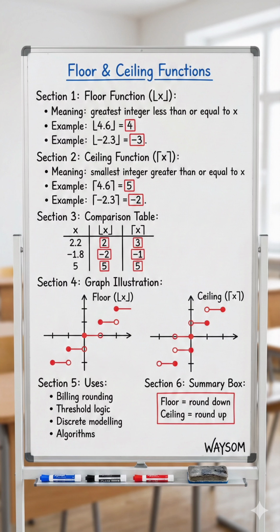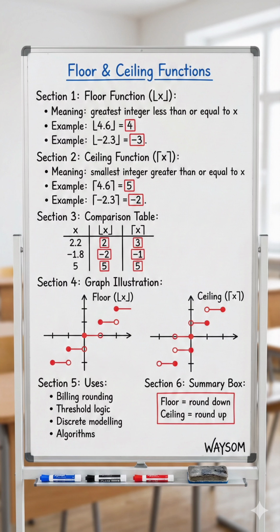Move to the comparison table. When x is 2.2, floor drops to 2 and ceiling rises to 3. When x is -1.8, floor becomes -2 and ceiling is -1. When x is exactly 5, both floor and ceiling are 5. Tables like this help practice the idea.